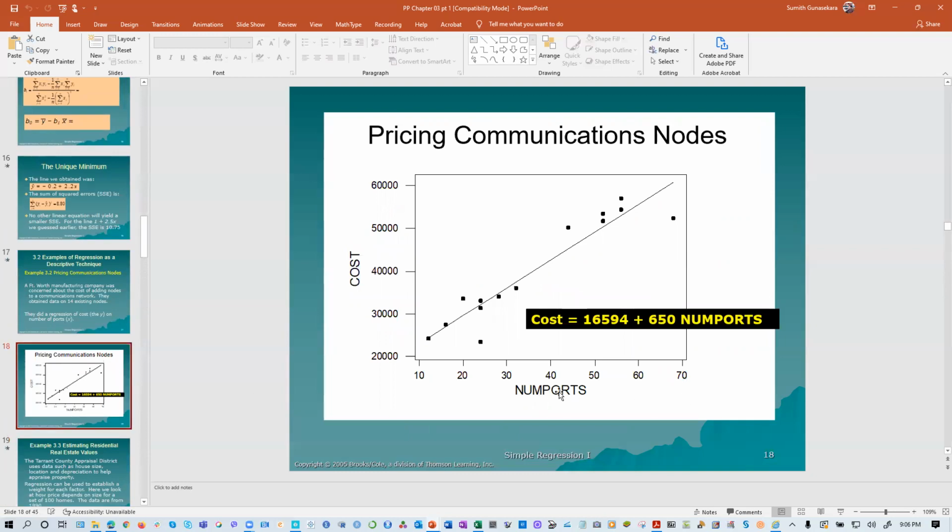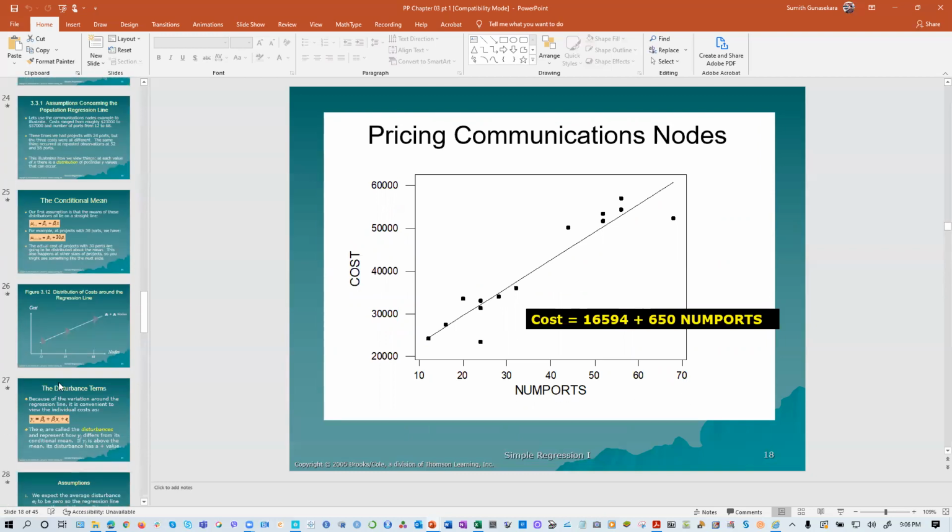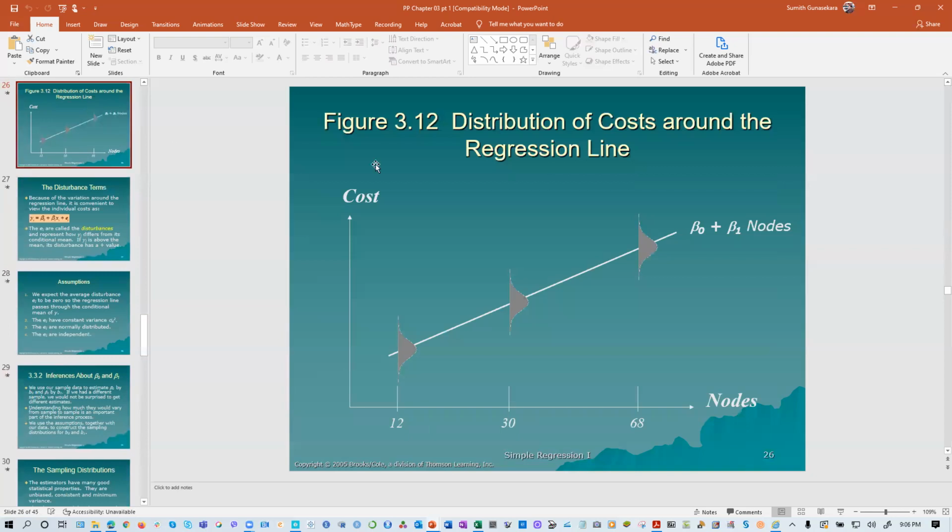Yeah, number of ports. No, is that the same thing? The cost versus number of ports here, around the regression line, see, the nodes. See? 12, 30, 68, like that. And this is the population version.